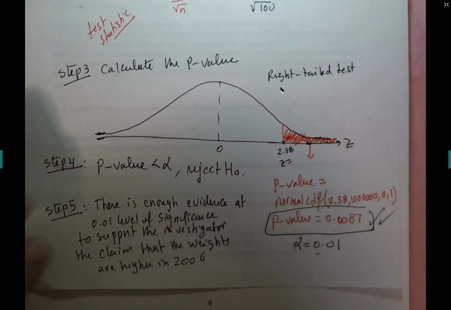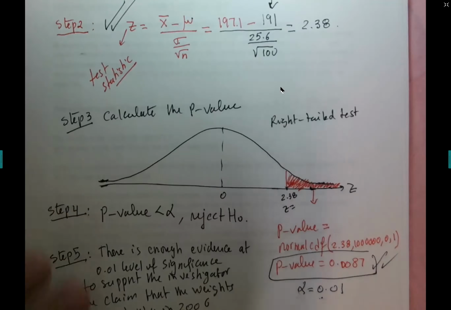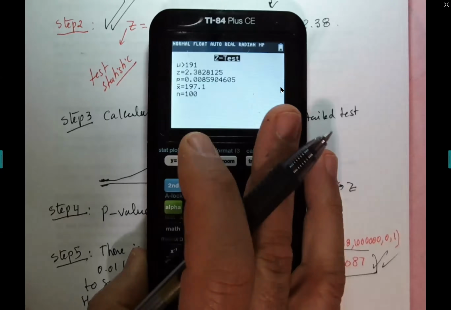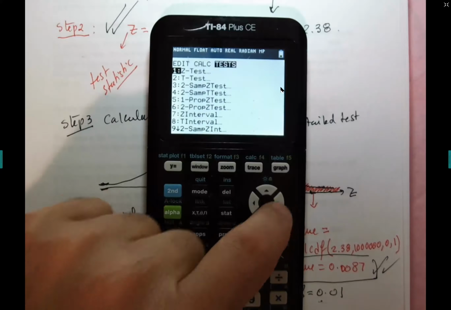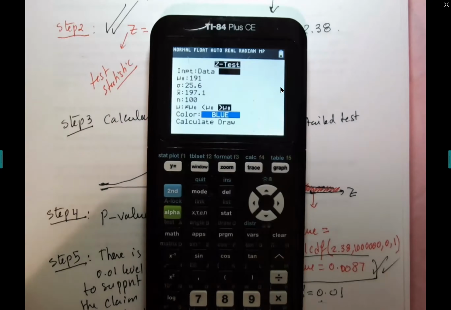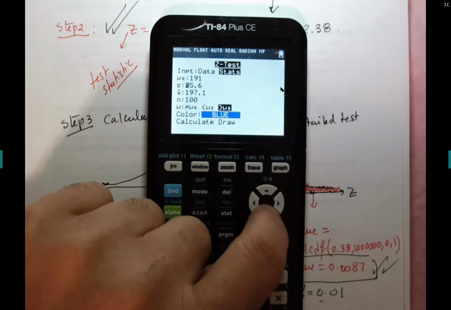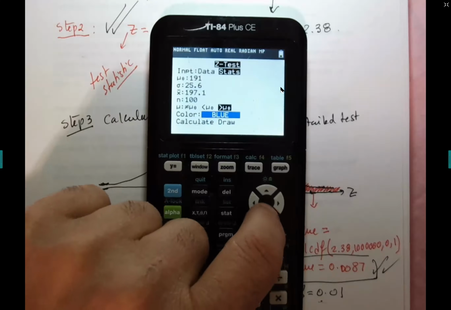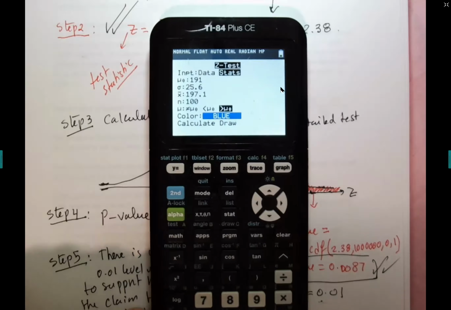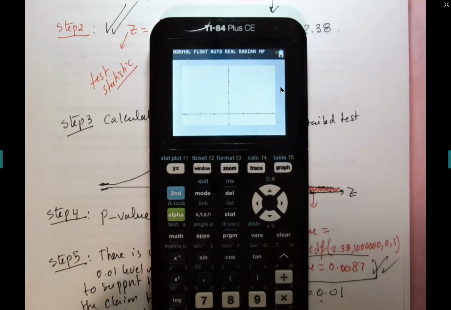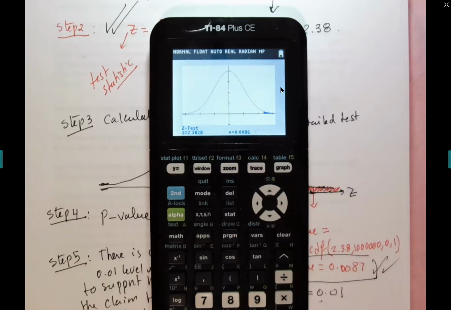All right. Let me show you another way you could have displayed this. I'm going to go to Z-test one more time. Watch. Instead of calculate, I'm going to hit the draw. It will draw the p-value for you, but it's not going to show you anything because the p-value is so small. There you go, guys.